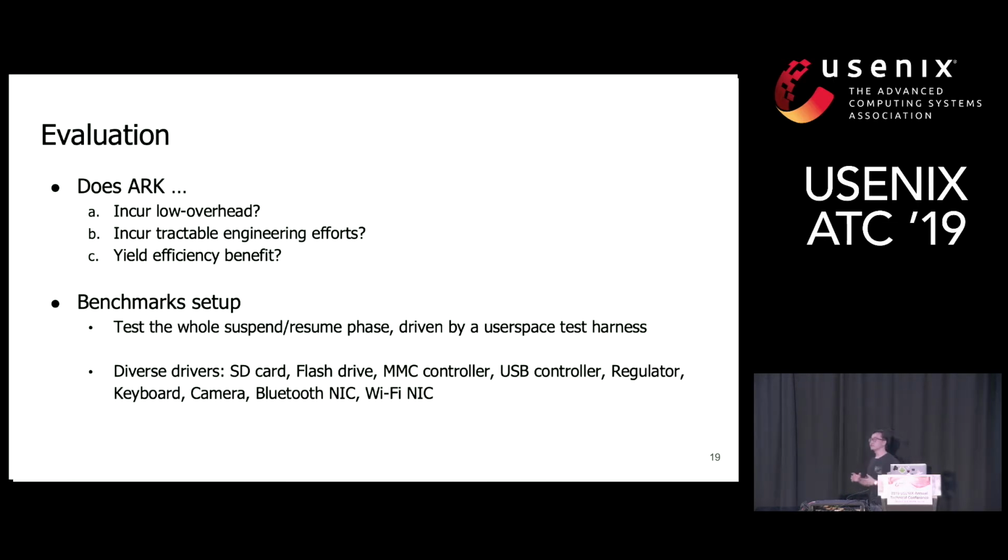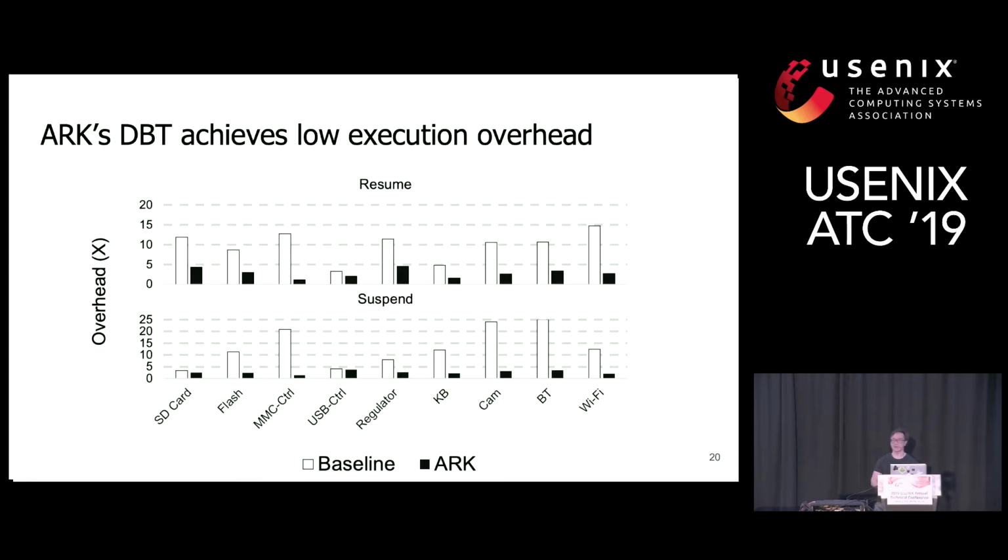In evaluation, we want to answer: does ARC incur low overhead? Does ARC incur tractable engineering effort? And does ARC actually yield any energy benefits? We run the benchmark as follows. We use a user space test script to run the whole suspend resume path, which will invoke 9 diverse drivers. We record the execution time, the cycle counts of the CPU and the peripheral core, as well as the energy. Let's first look at the DBT overhead.